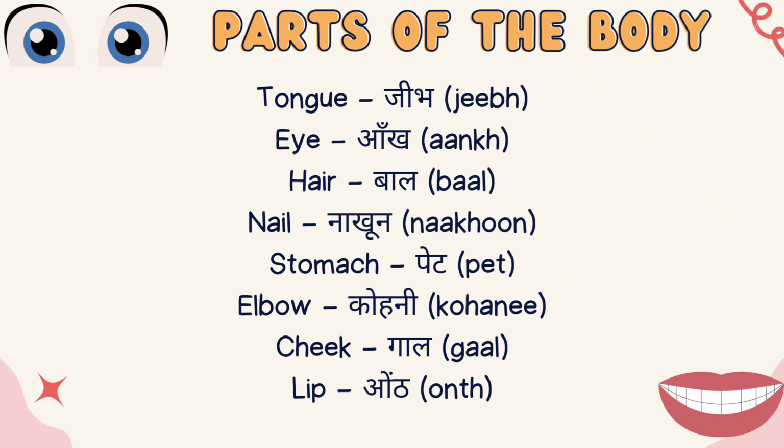Tongue, jeeb. Eye, aankh. Hair, baal. Nail, nakhun. Stomach, pet. Elbow, kohani. Cheek, gal. Lip, oat.